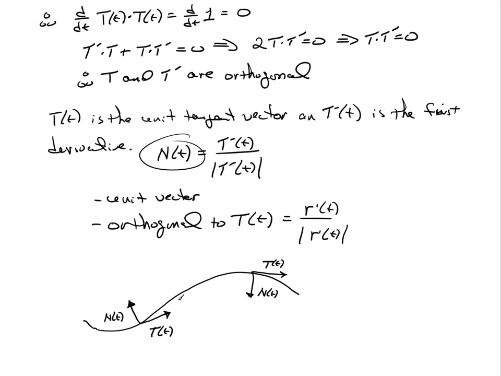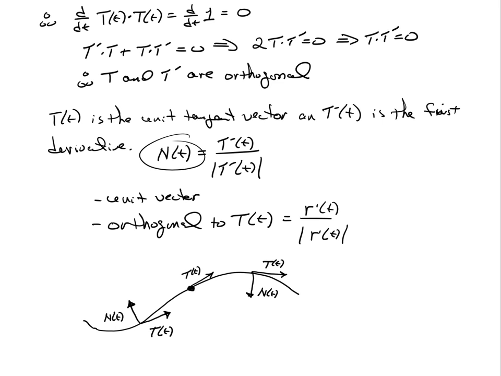Now, somewhere around here, let's say right about there, is an inflection point. I have a unit tangent vector. That still exists. However, what's the curvature?